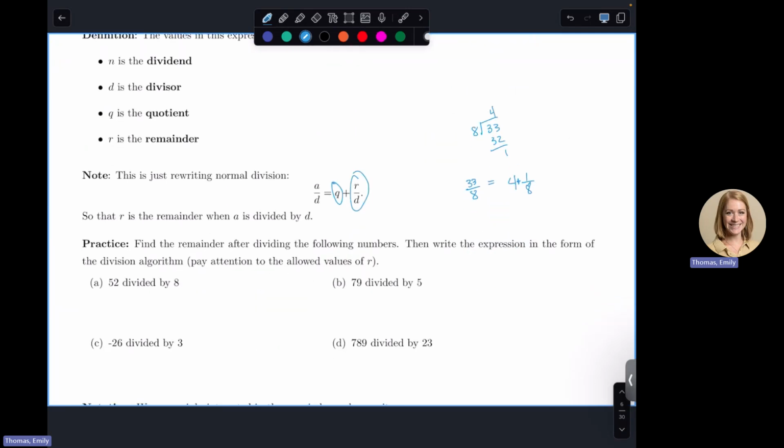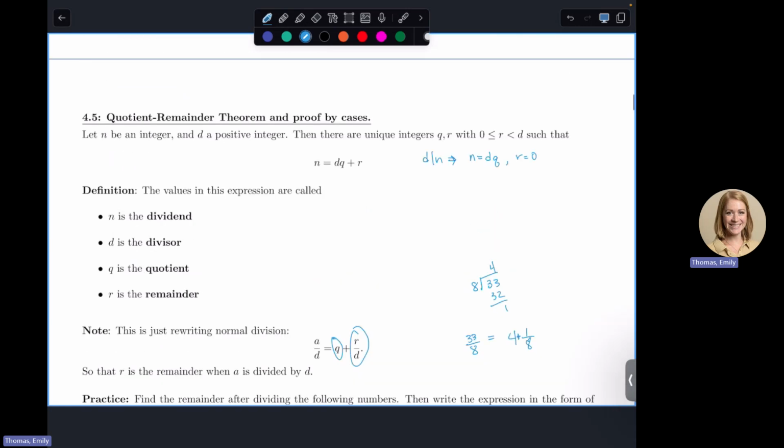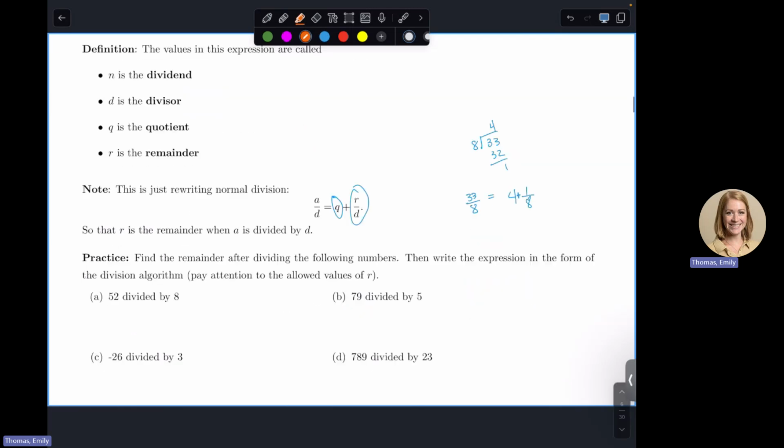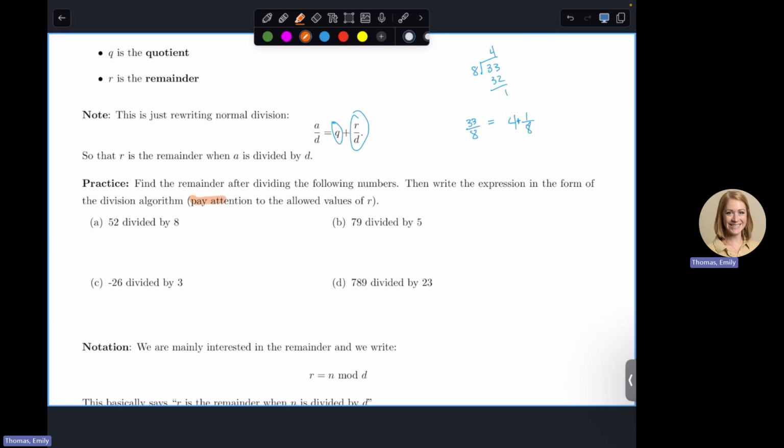We're going to write each of these in this form up here. So N is equal to D times Q plus R. And remember, the allowed values of R are that the remainder is specifically between 0 and the divisor. Because if it was more than the divisor, what would happen? The quotient, yes. That quotient would increase and the remainder would get smaller.